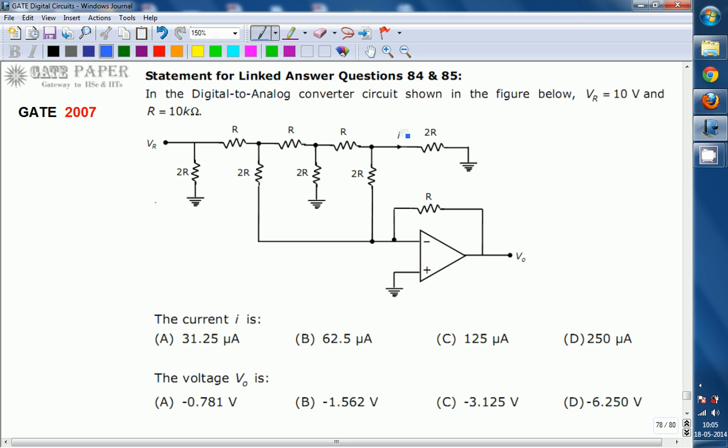I is nothing but this value. What is the current flowing through this 2R resistor? And next, what is the output voltage V0? These two are going to be linked questions. So the output voltage and the current flowing through this 2R, both we are going to calculate. Okay, so this can be calculated in this way.